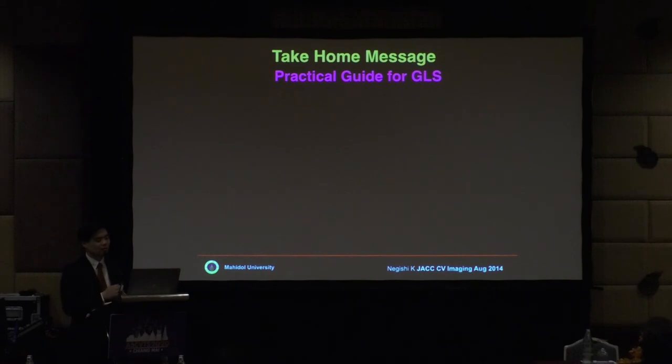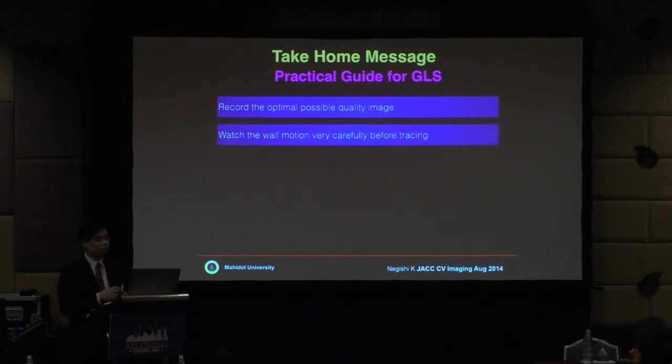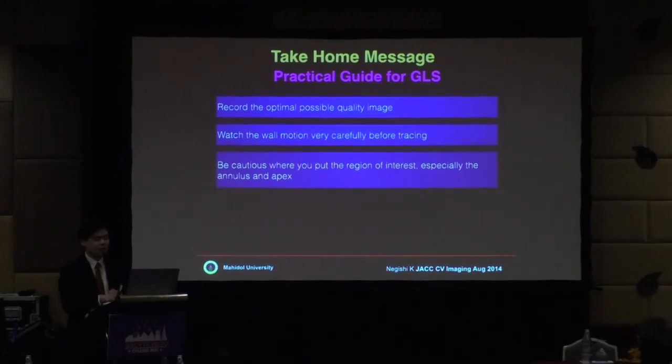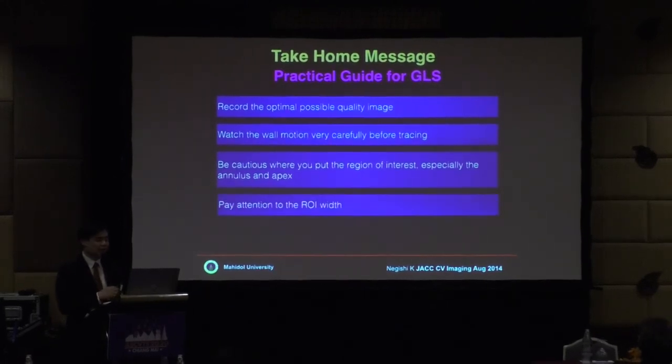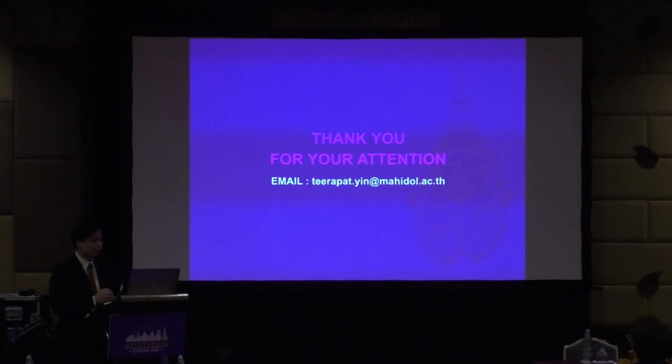So in conclusion, this is my take-home message, a practical guide to obtaining strain. First, record the optimal possible quality image and watch the wall motion very carefully before tracing. Be cautious where you put the region of interest, especially in the annulus and apex. Pay attention to the ROI width, and avoid confusion with anatomic structures, especially papillary muscle or trabeculation. And with that, thank you very much for your attention.